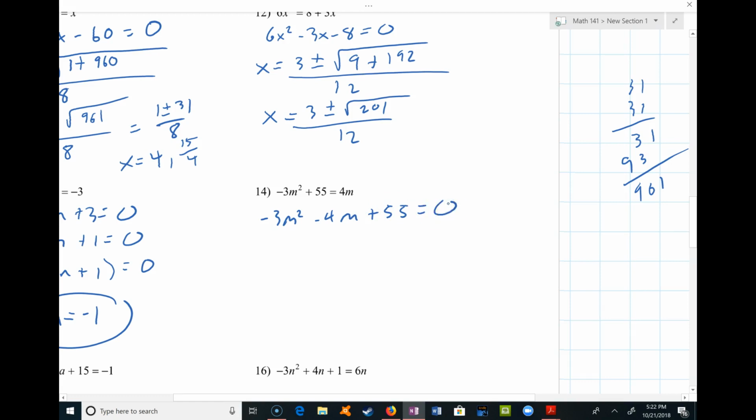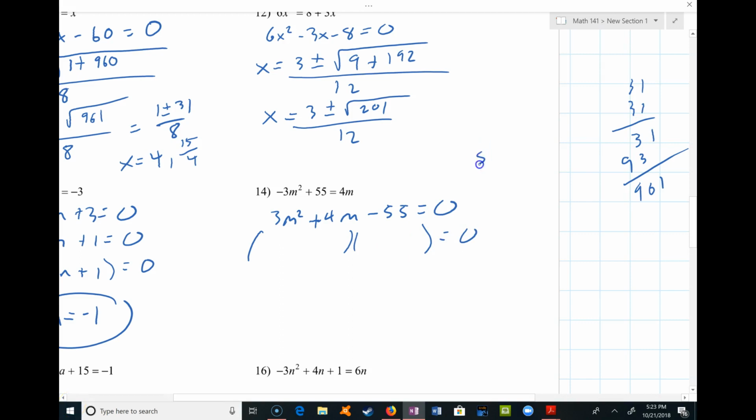Is that going to be factorable? Let's try it. That'd be 3m. Oh, you know what? I think I'd get rid of that negative first, just because I don't like factoring negatives up front. So I'd multiply everything by negative 1. So that'd be 3m squared and a positive 4m and a negative 55. And then I'd factor that.